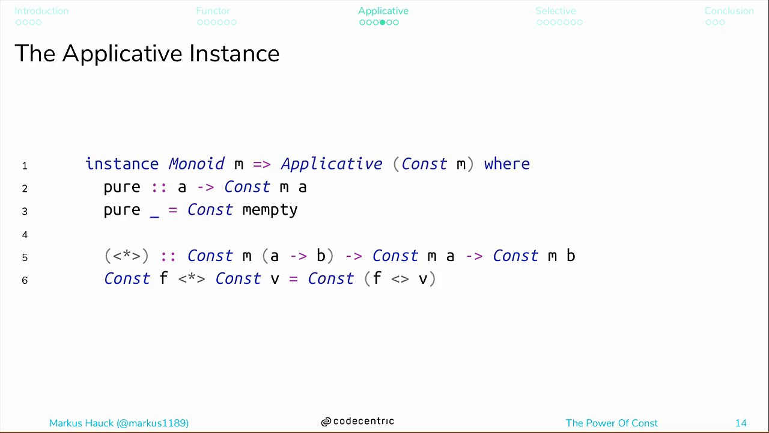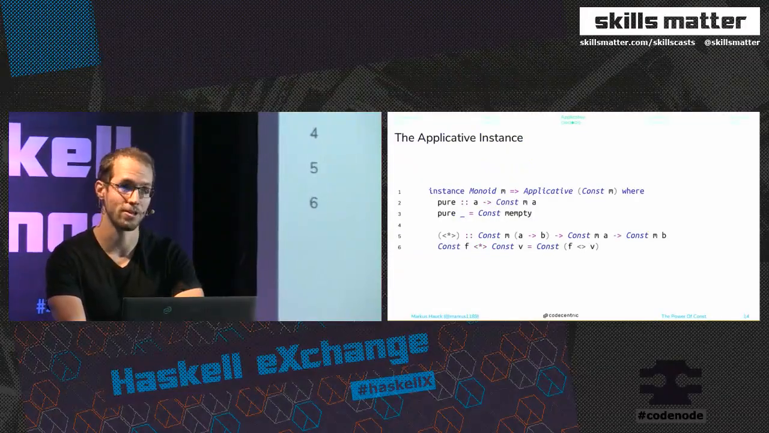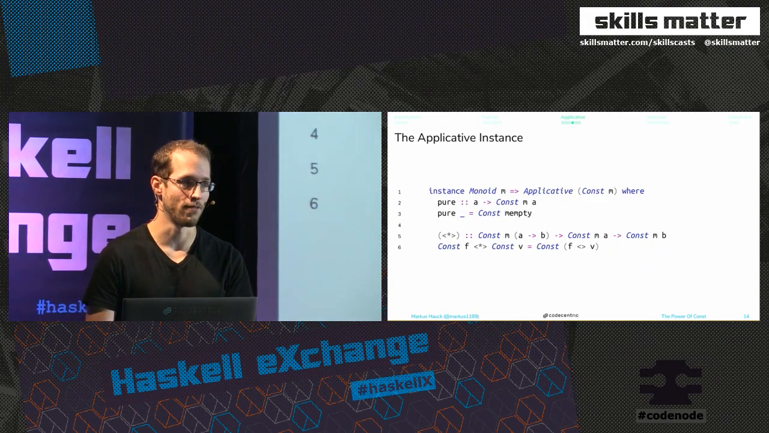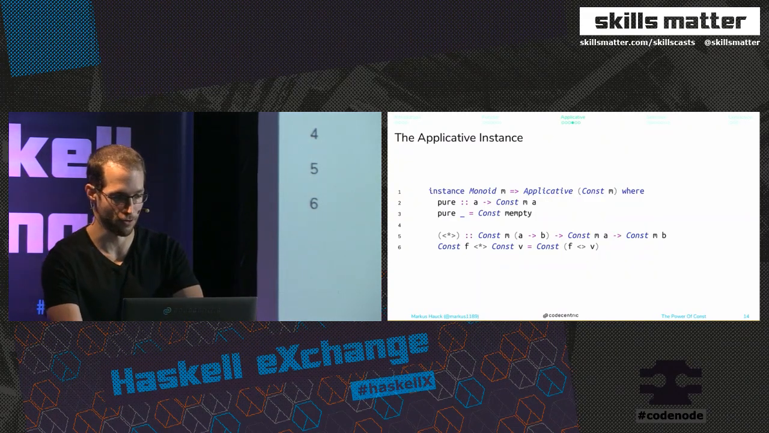Okay, so we have to produce an m from nowhere, that calls for monoid. So we add a monoid constraint to the applicative instance and use that one to wrap it up in const. And for the app case, we just apply both of our values using the combine method of the monoid.